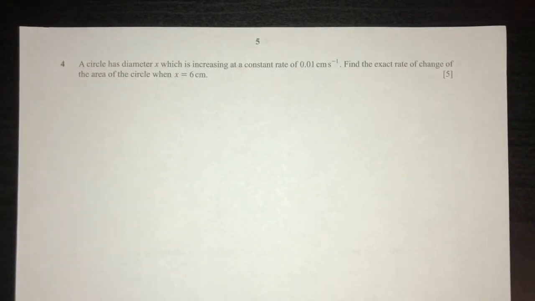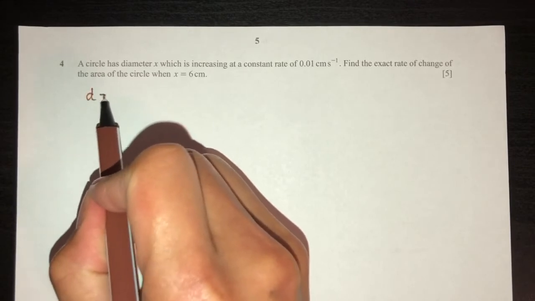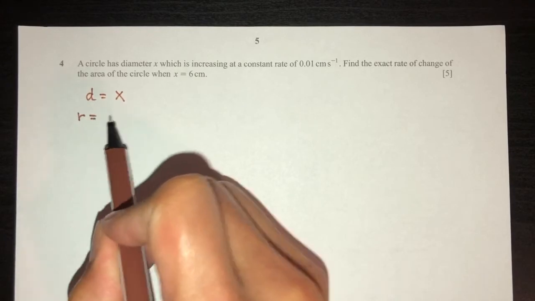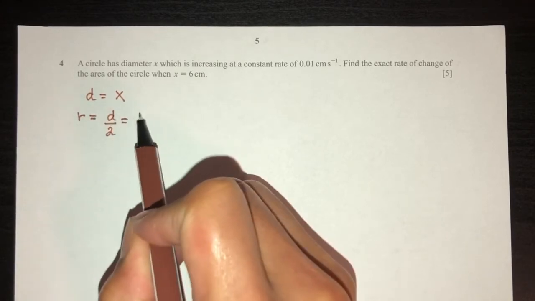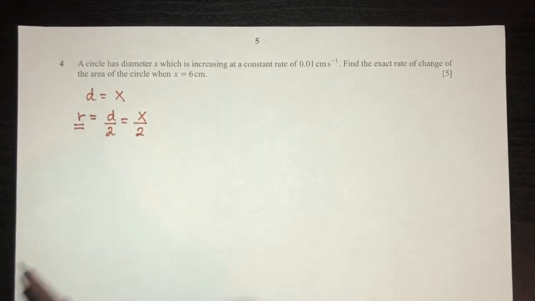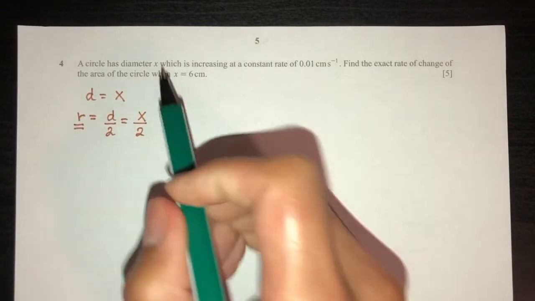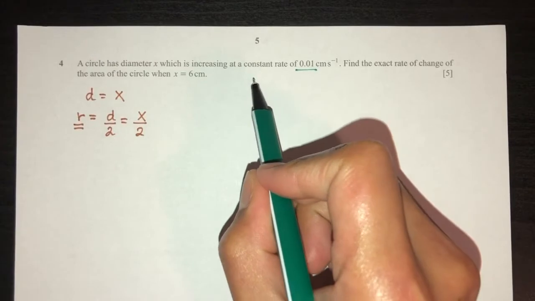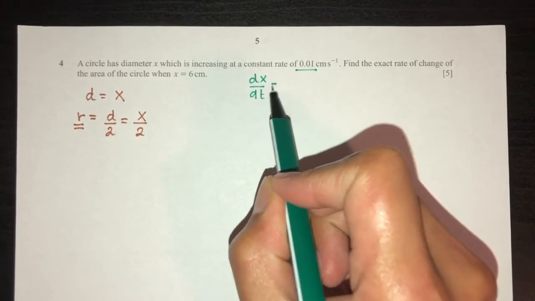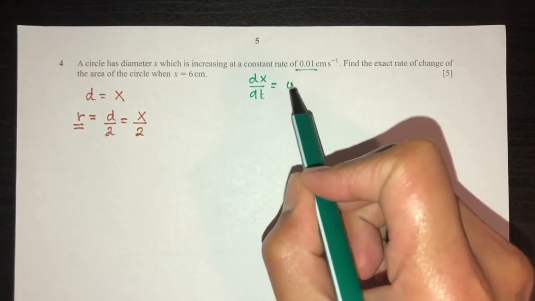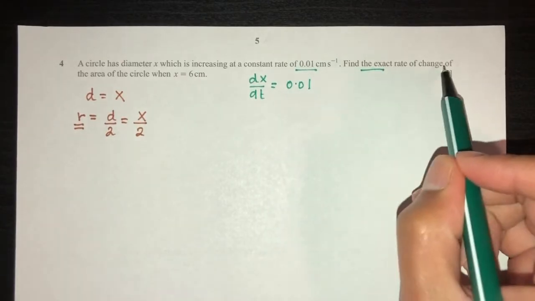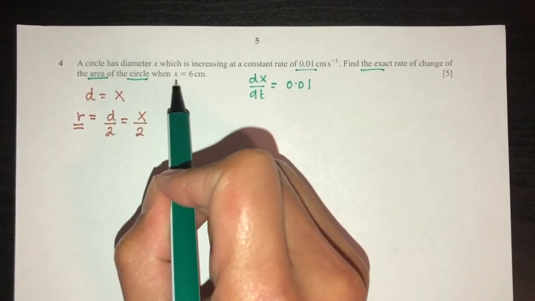Now let's move on to question number 4. A circle has a diameter, so you know diameter is equal to x. So what do you know about radius? As you know, radius is always diameter divided by 2, which is x divided by 2. That is your radius. Okay, that is good to know. Now, the diameter x is increasing at the rate of this one. So basically we have dx by dt. The rate of increase is 0.01. This is given to you. Now, question is, find the exact rate of change of the area of circle when x is equal to this.